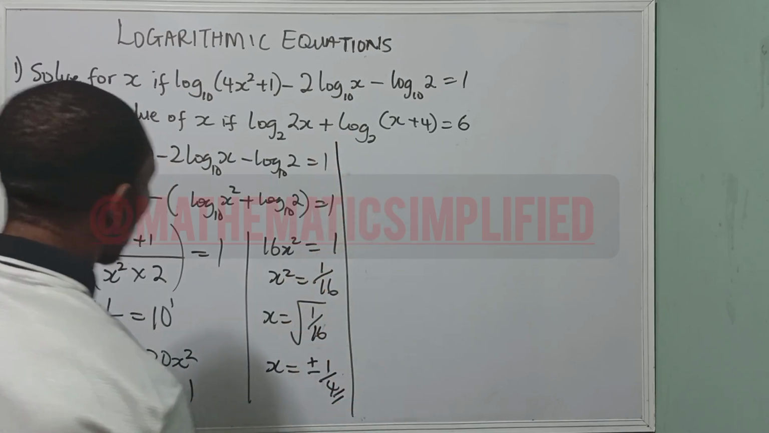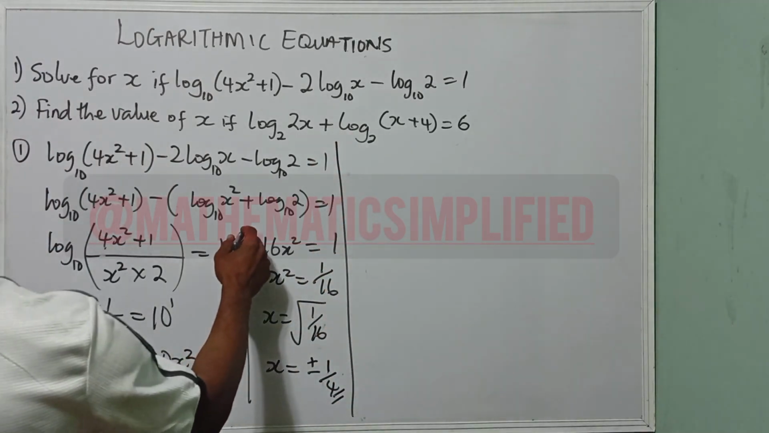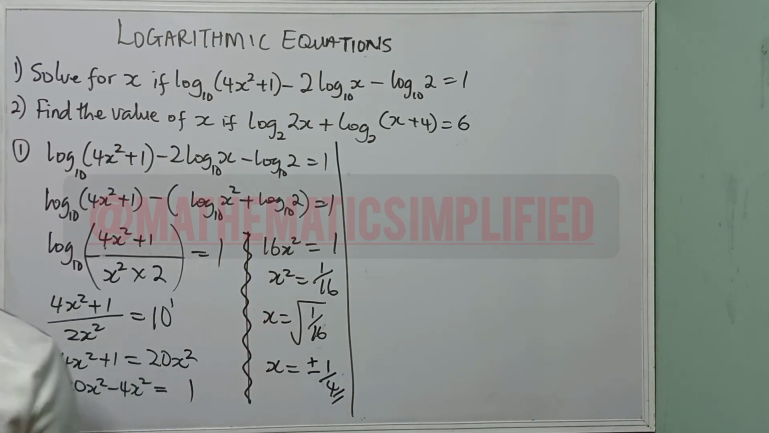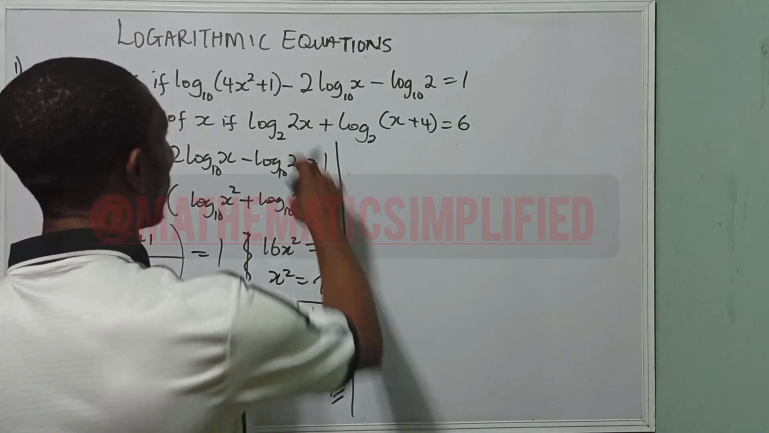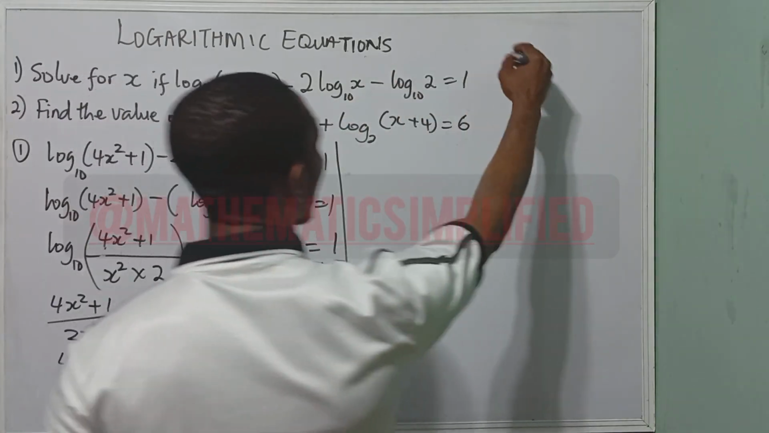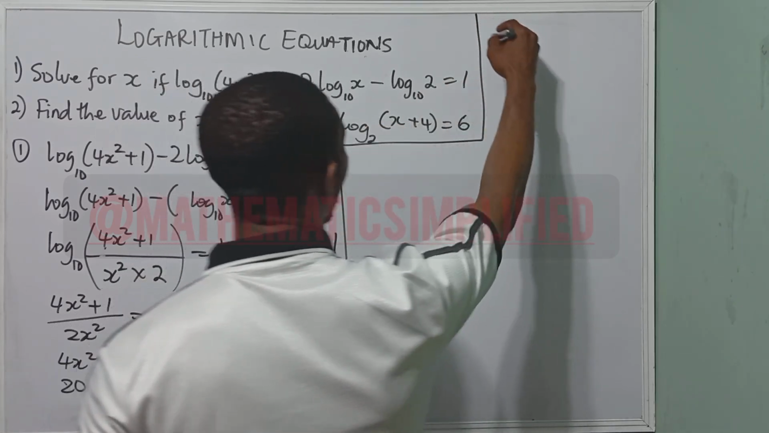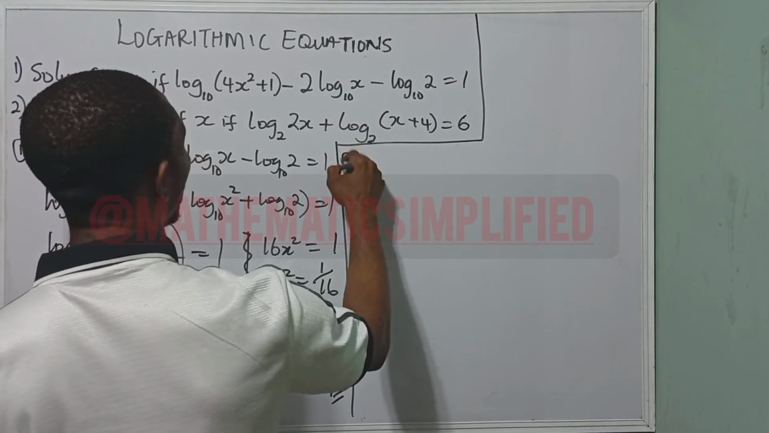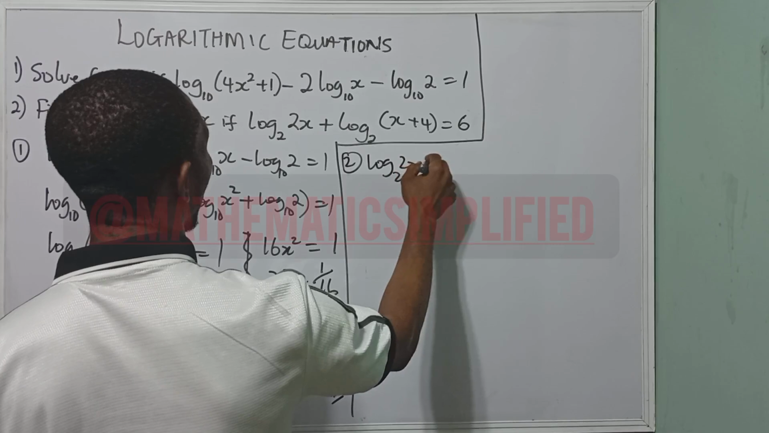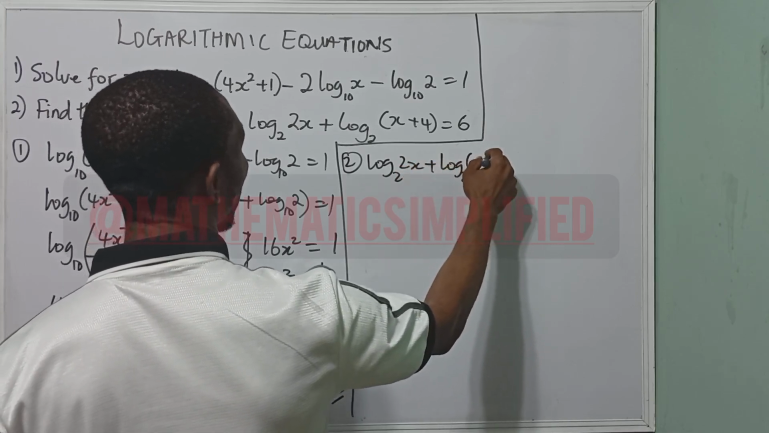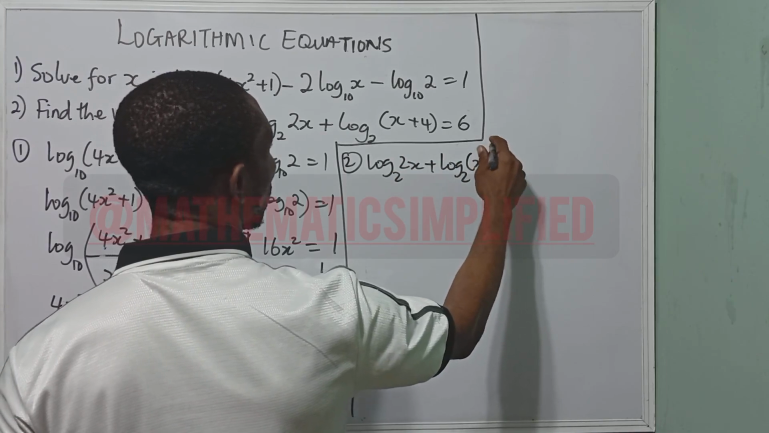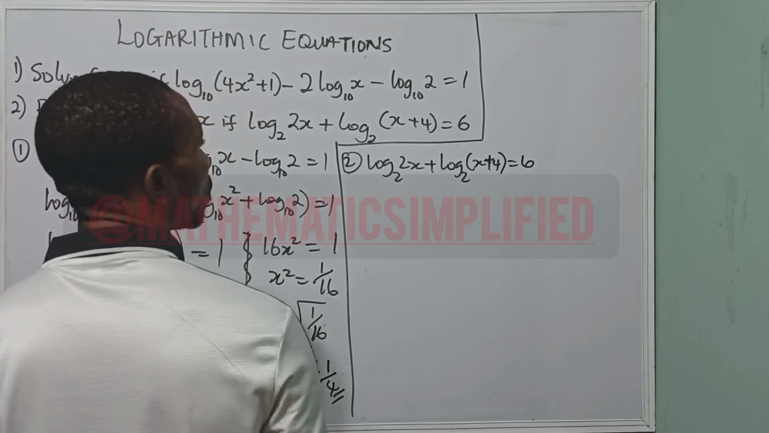Now looking at our second question, it says find the value of x if log base 2 of x plus log base 4 of x equals 6. So applying a logarithm law, addition will turn to multiplication. So here we have log base 2 of x plus log base 2 of (x plus 4) equals 6.